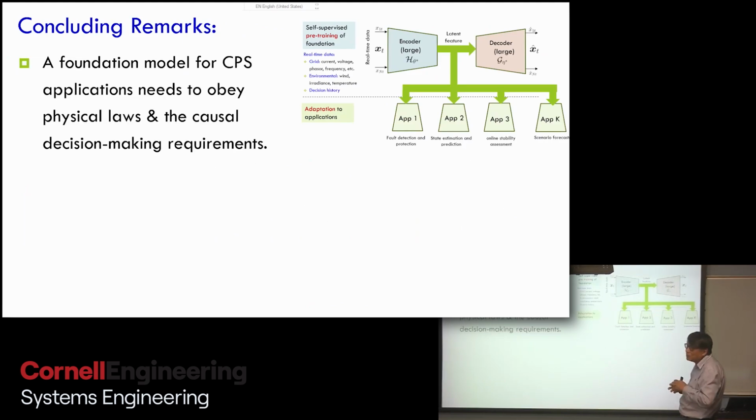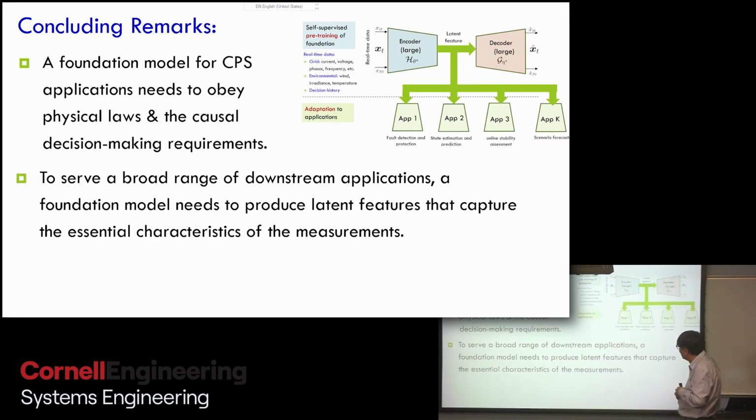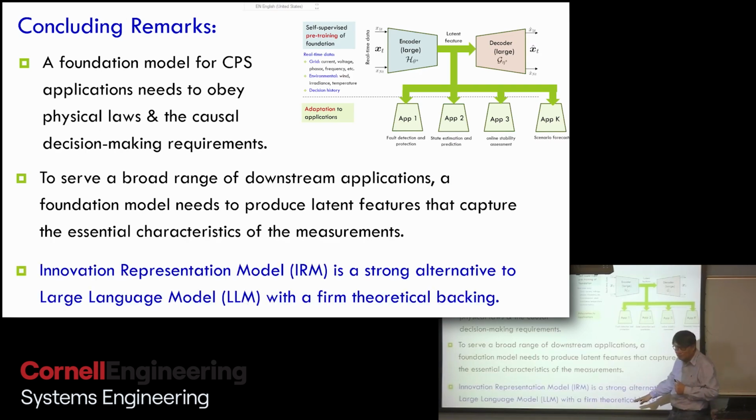So let me conclude. I think the essential characteristic of a foundation model is that you have a latent process that can be used generically for many applications. For cyber-physical system applications, the time series innovation is what I consider the correct way to represent. We need to produce latent features. I think the innovation representation, rather than a large language model, which captures different characteristics, is the correct one. Of course, in practice, you're going to incorporate other types. So I'm going to stop here.